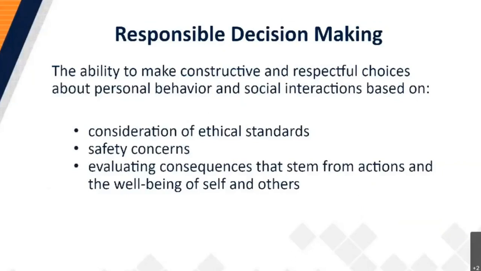So, from small everyday choices to larger, more consequential ones, children face a myriad of decisions with ethical implications. How they decide the right thing to do, or even what is the right thing. Responsible decision-making is the ability to make constructive and respectful choices about personal behavior and social interactions based on consideration of ethical standards, safety concerns, and the realistic evaluation of the consequences that stem from actions and the well-being of others.